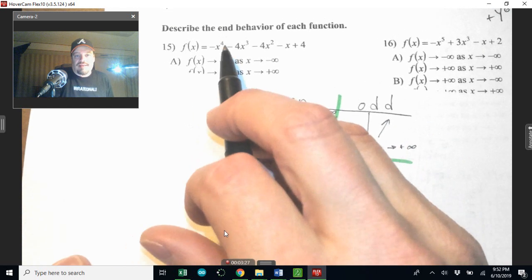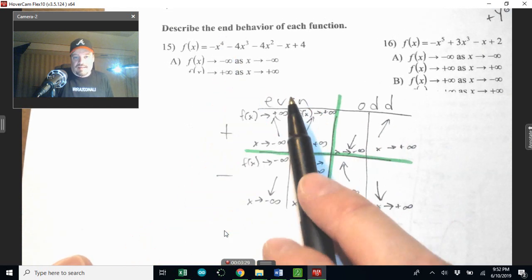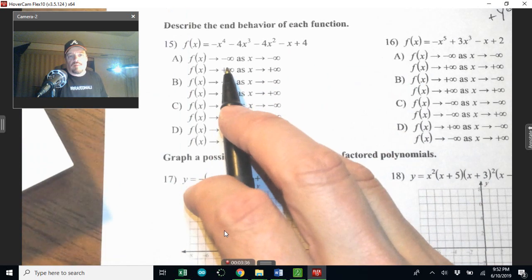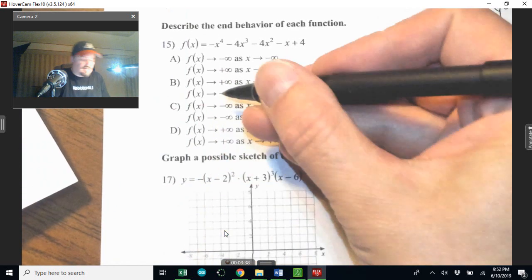All right, so if I have a negative even, what it means is I go to this pattern and I see that with the left and the right, they are both going down. So I'm looking for two negatives. Right there at C.